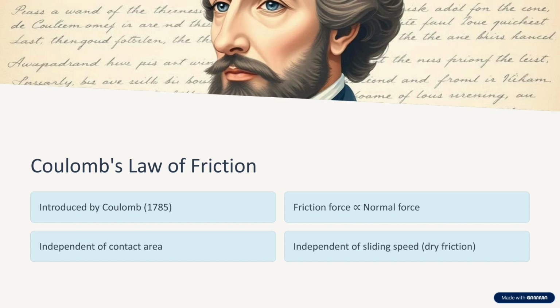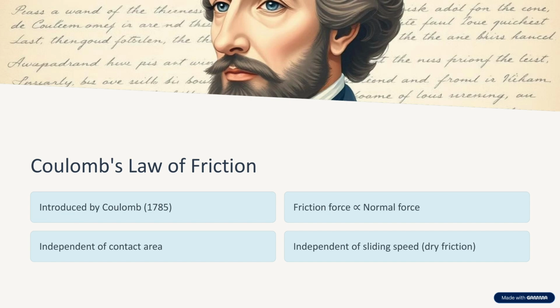Then the second one is independence of contact area. Coulomb found that the frictional force does not depend on the surface area of contact, whether the object is wide or narrow. The friction remains the same as long as the normal force and material are unchanged.